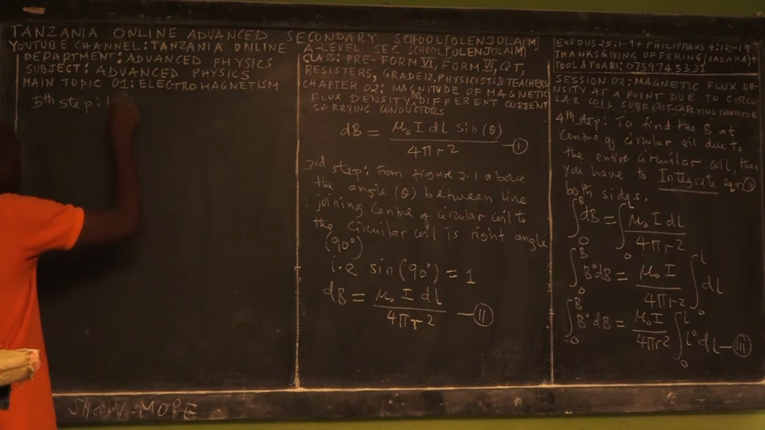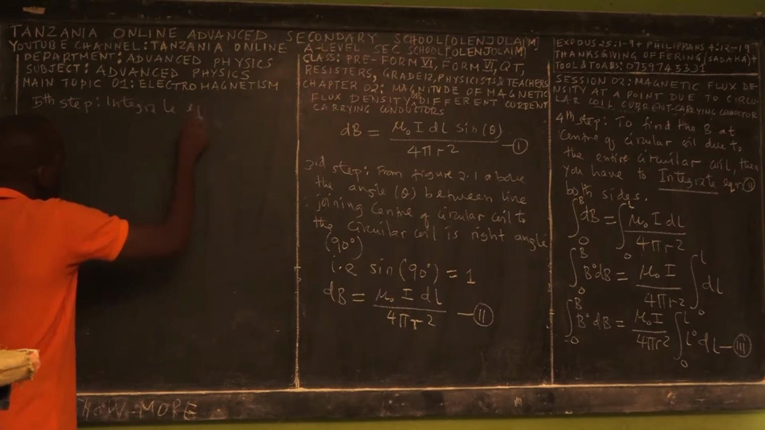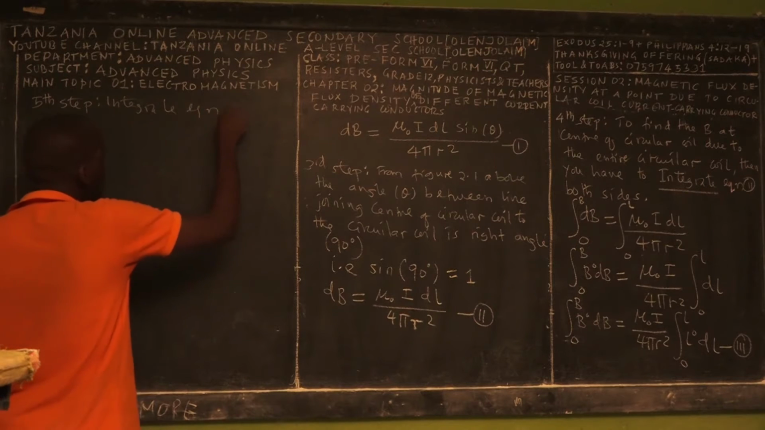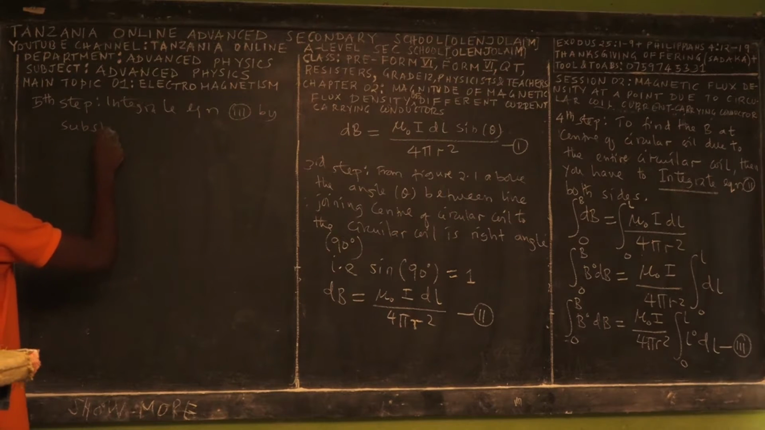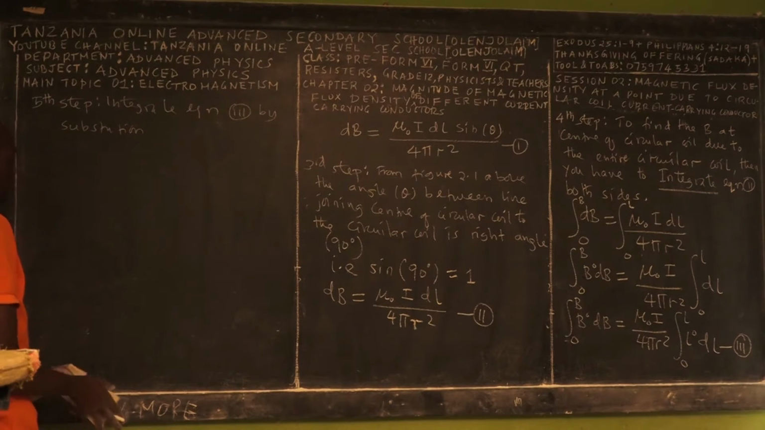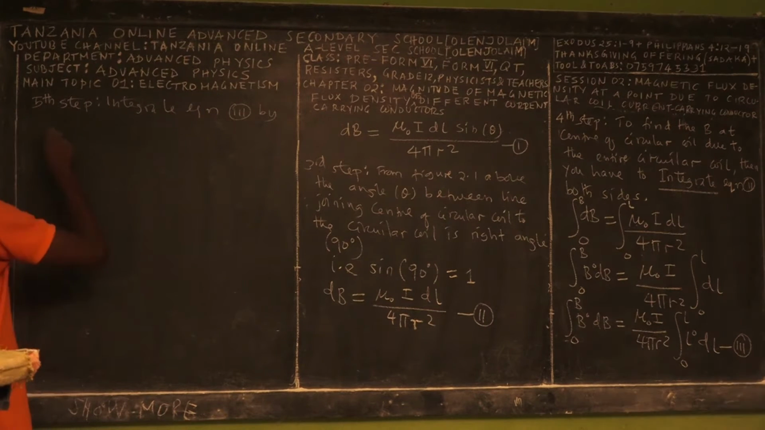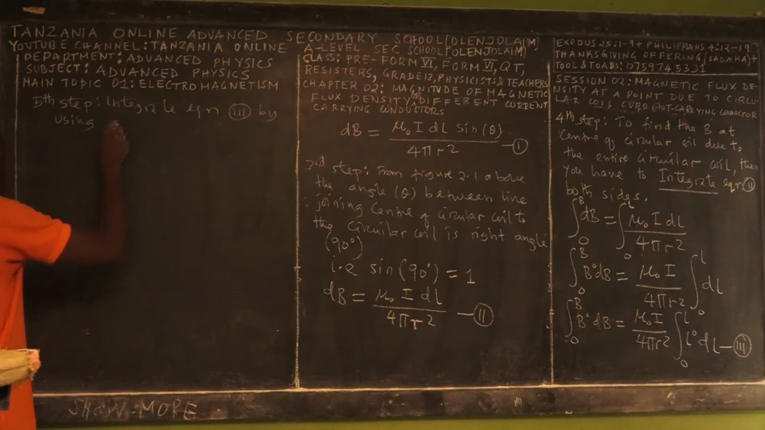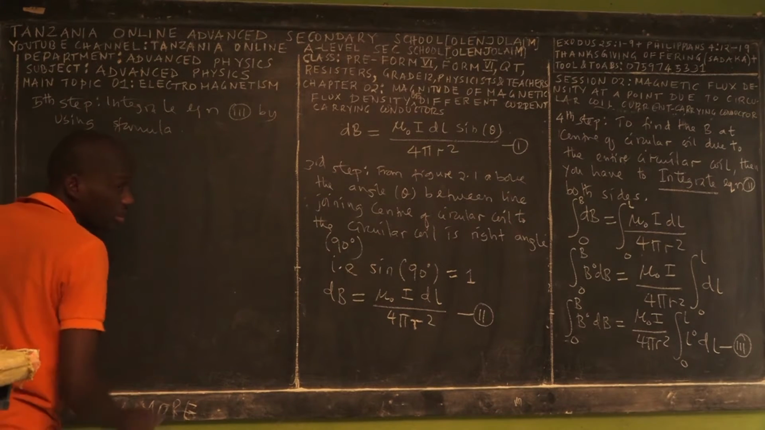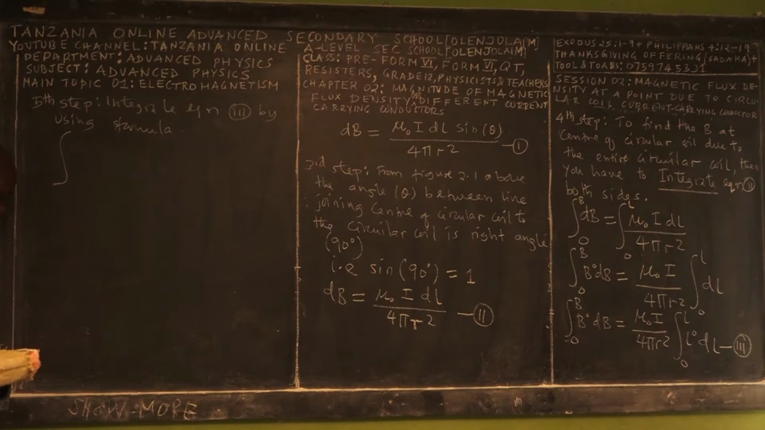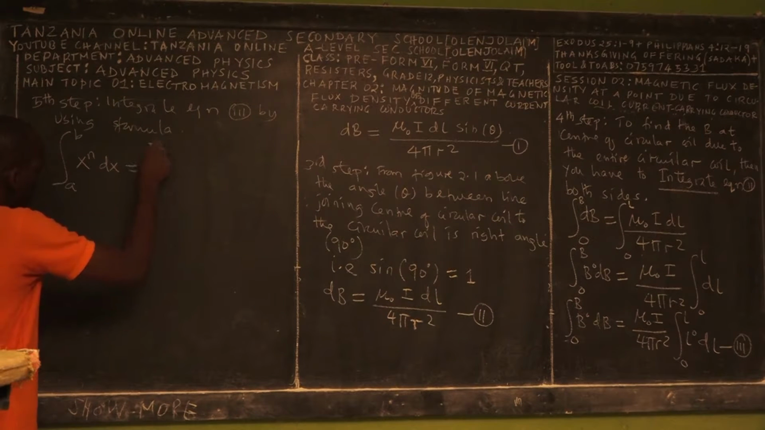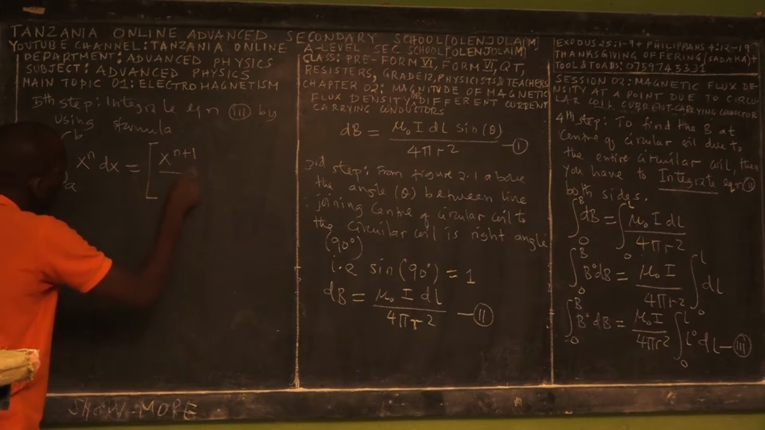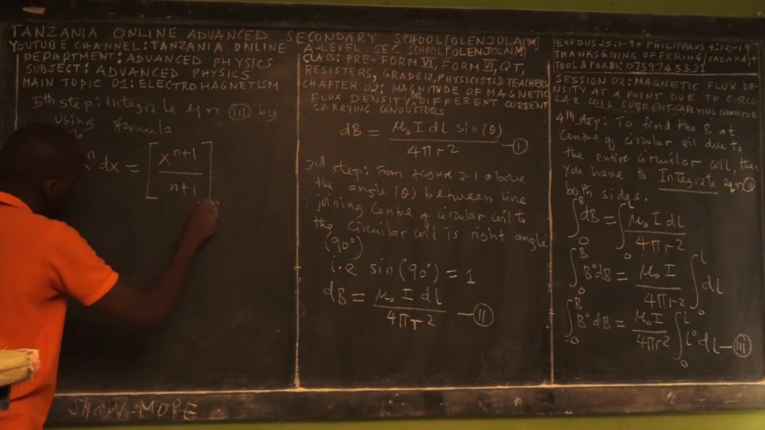So integrate both sides of equation 3 by substitution. Not actually by substitution, it means by using a formula. And which formula? This one, that we used to teach in basic applied mathematics: if you integrate from A to B, x power n dx, this is equal to what? Ladies and gentlemen, x power n plus 1 over n plus 1, and then from the lower limit to the upper limit.